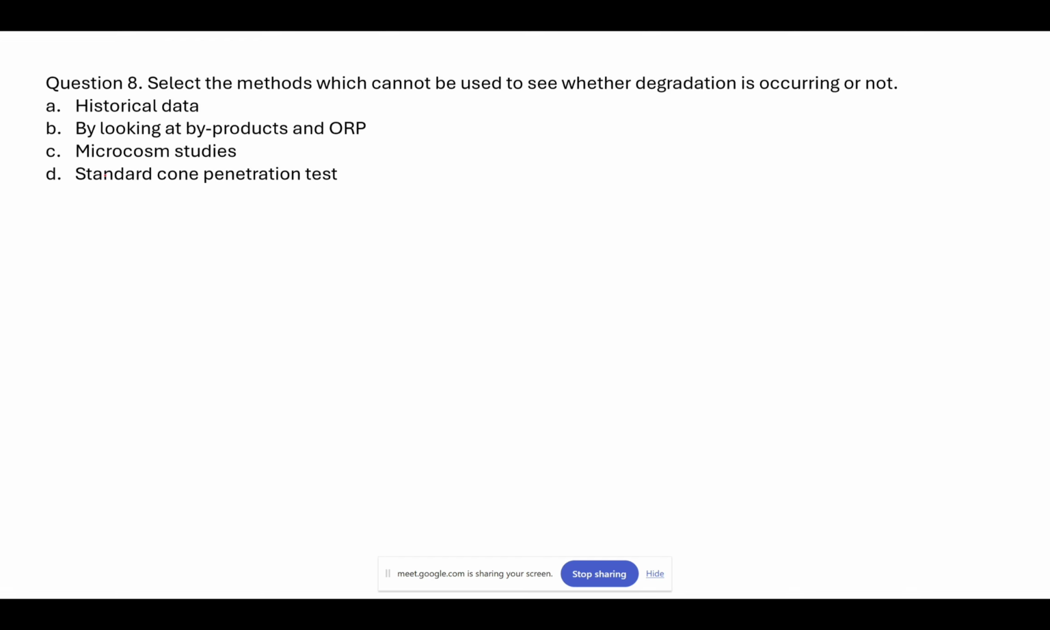Now let's move to question number 8. The question is, select the methods which cannot be used to see whether degradation is occurring or not. A. Historical data. B. By looking at byproducts and ORP. C. Microcosm studies. Or D. Standard cone penetration test. So we have to find out the method which cannot be used to see whether degradation is taking place or not.